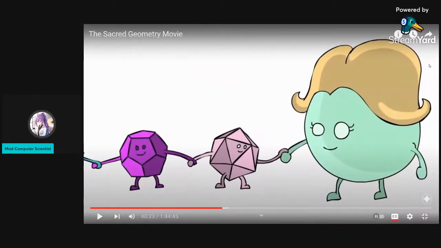Oh my gosh. So the sphere and the cube got busy to make the other platonic solids? Is that what you're trying to tell us?